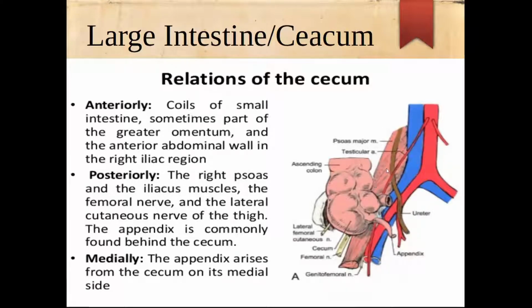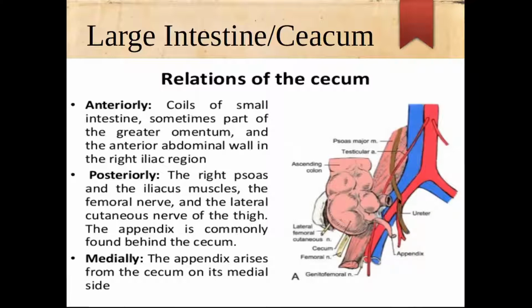Posteriorly, there are 2 muscles, the right psoas and iliacus muscle, and here you see 2 nerves, the femoral nerve and the lateral cutaneous nerve of the thigh. Sometimes we find the appendix behind the cecum, which we call the retrocecal appendix, and this is in more than 60% of patients, and we will talk about that later. Medially, the appendix usually comes from the posteromedial side of the cecum.